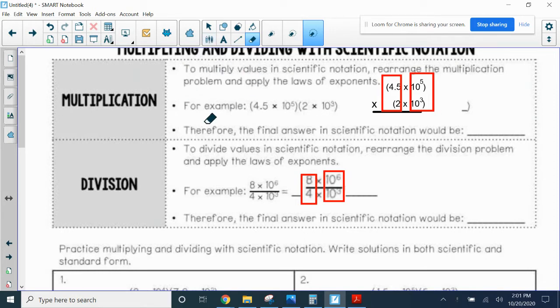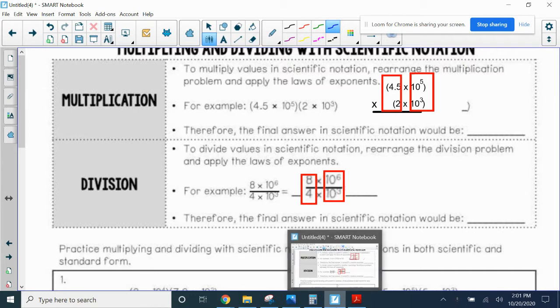It tells us to multiply values in scientific notation. We're going to rearrange the multiplication problem and apply our law of exponents. If you look, I lined them up, and this is how I like to do it. They had two lines and wanted you to say this times this and this times this, but I line them up and draw boxes so I can see the parts that I'm multiplying. So I'm going to multiply my decimals and I'm going to multiply my tens.